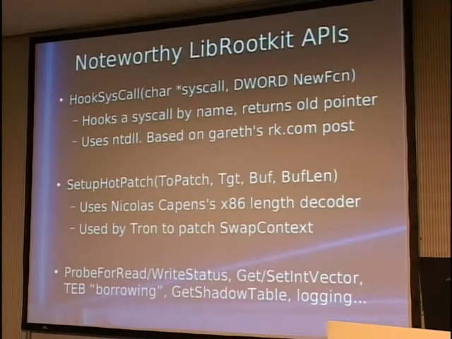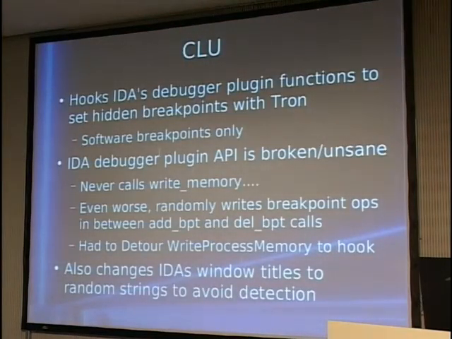Okay, so what are the noteworthy librootkit APIs? Well, you have hook.syscall that you can hook a system call by name. This is basically used for an OS-independent method of hooking system calls without having to worry about what the slot is in the system service table from OS to OS. It is actually based on a rootkit.com post by Gareth. The interface was improved a bit, and it actually frees the resources and the section mapping and so on. And the setup hot patch is really sweet.